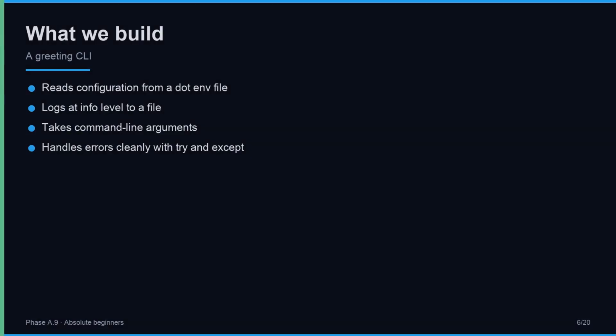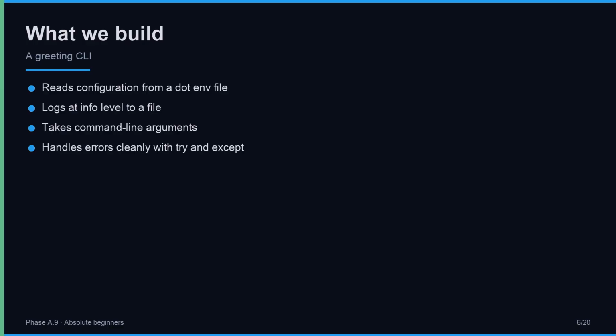Here is the program we build. A small command line tool that greets a name. It reads a default name and a log file path from a .env file. It logs every step at info level to a log file. It accepts command line arguments like --name and --upper to customize the greeting. It catches errors like a missing configuration value and reports them clearly. Small scope, but every part of Phase A.9 shows up.